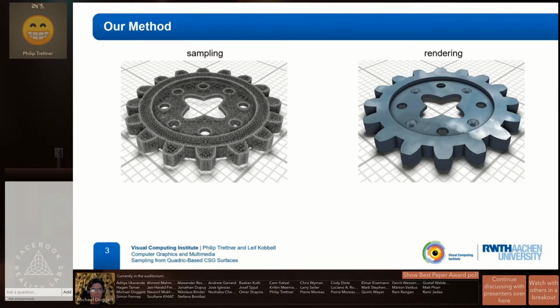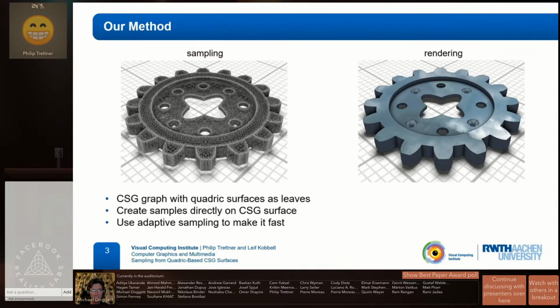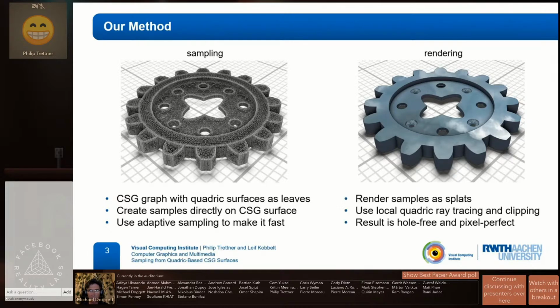The first part, the sampling part of our method, starts with the CSG graph, which has leaf nodes, the primitives that are quadric surfaces in our system. And our method can now sample more or less directly from the CSG surface, and we use an adaptive sampling scheme to make this really efficient. We then take these samples and render them as splats and introduce a local quadric ray tracing and clipping scheme to make this hole-free and pixel-perfect in the end.